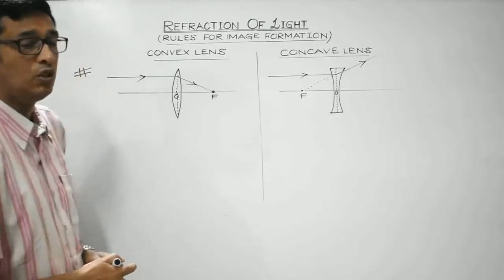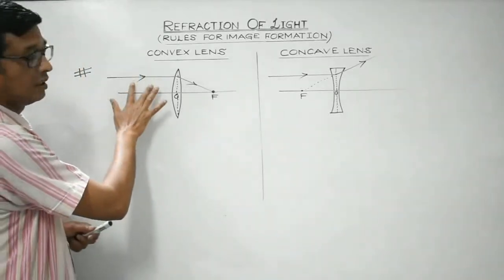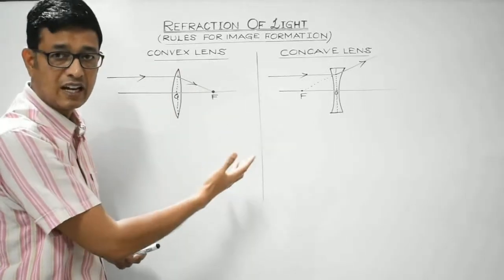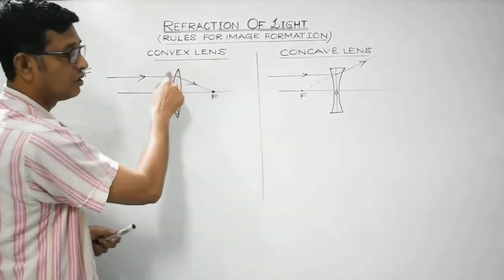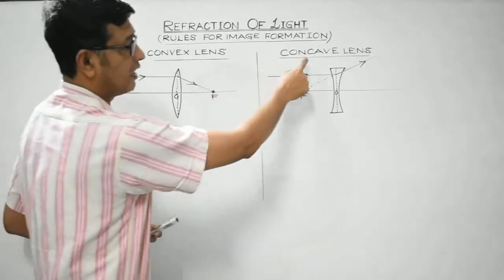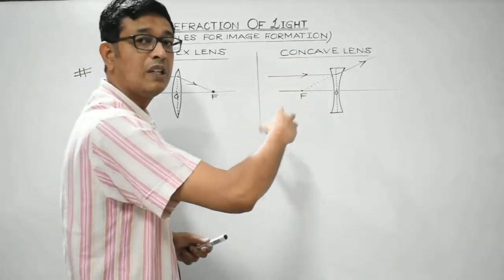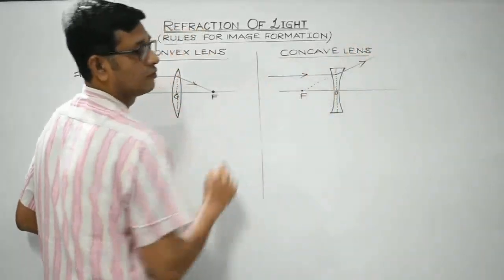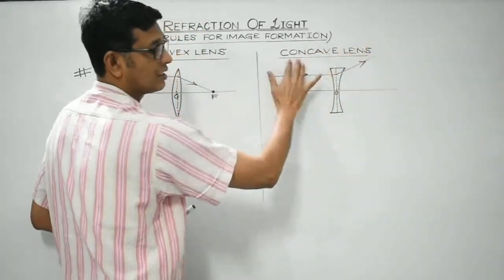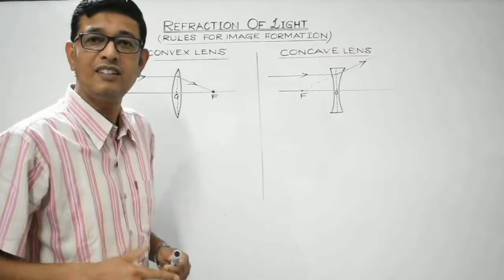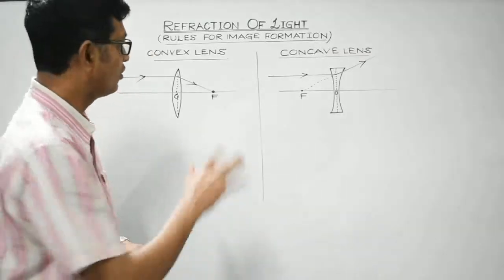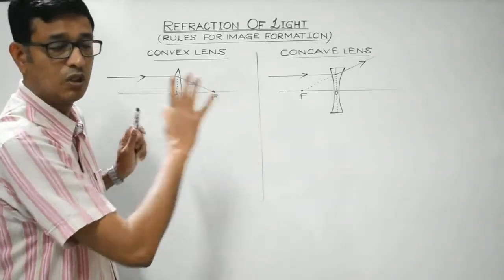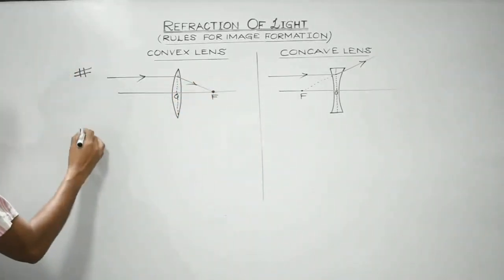So students, what's the rule? Incident ray parallel to the principal axis after refraction in the case of convex lens will pass through the focus, and in the case of concave lens it will appear to be coming from the focus. It diverges. So that is the reason why concave lens is also known as a diverging lens. Right? So that's rule number one. I hope it's pretty clear. Right? That's rule number one. Now let's consider the second rule.